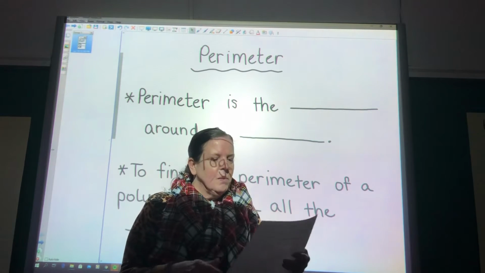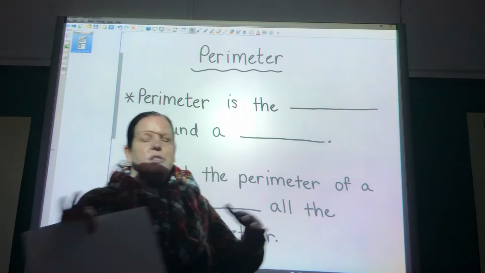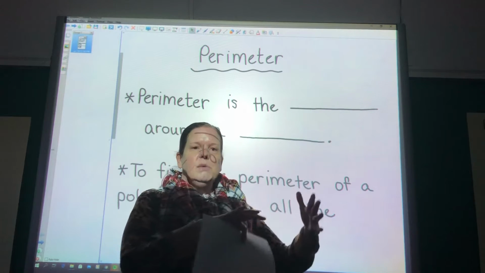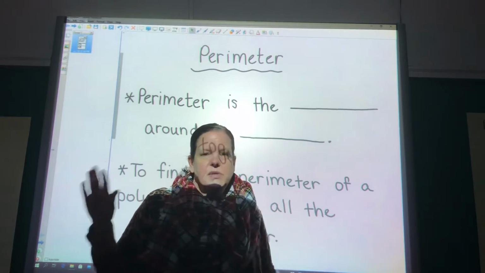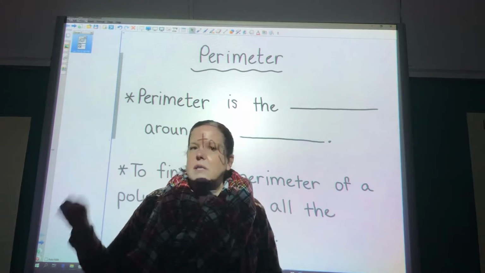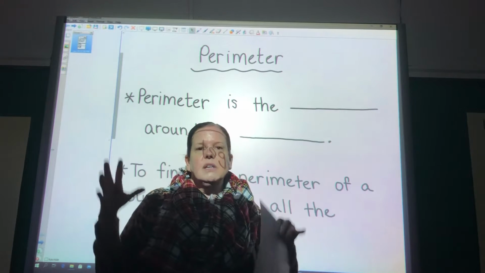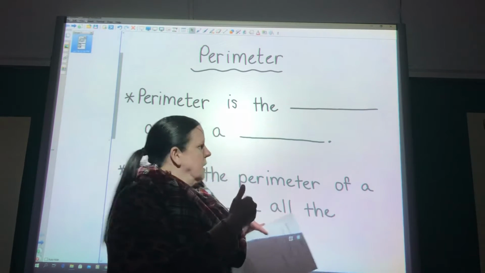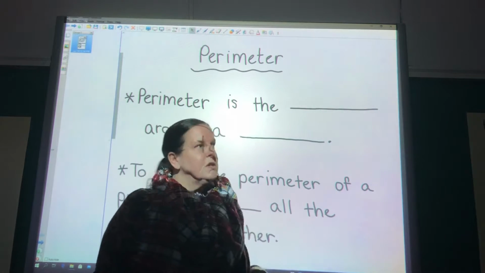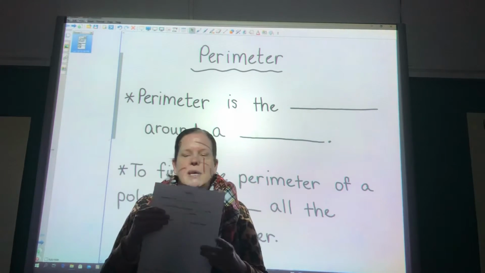All right, happy Wednesday. So today we are starting a new section. We don't want to forget all those things that we've done with the lines, the angles, the polygons, the triangles, the quadrilaterals. We're just going to use that information and now add on to it, and we're going to do perimeter. So first we have some notes.